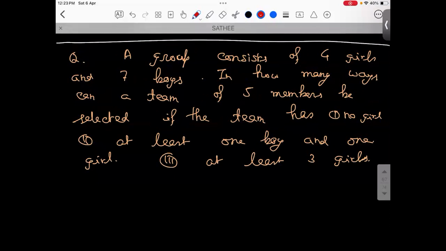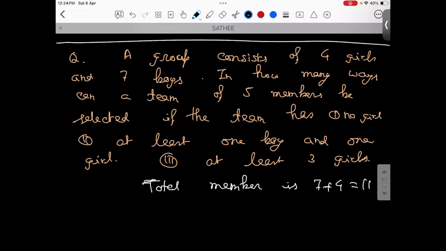So total number of members, how many are there? Total members is 7 plus 4. That will be 11. Fine. Now you have to choose 5 members among them. And now if they didn't put this condition, you can clearly choose 5 members and that will be 11C5.